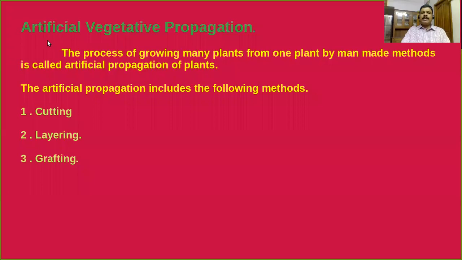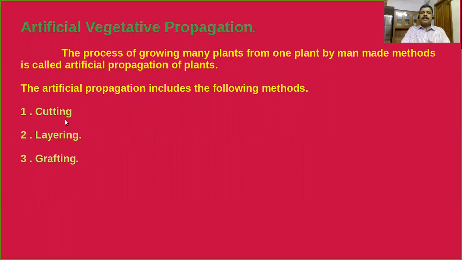Do you know what is the meaning of artificial vegetative propagation? Yes, the process of growing many plants from one plant by man-made methods is called artificial propagation of plants. Dear students, artificial propagation includes three important methods. The first one is cutting, the second one layering, and the third one grafting.